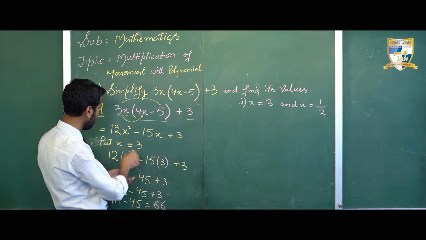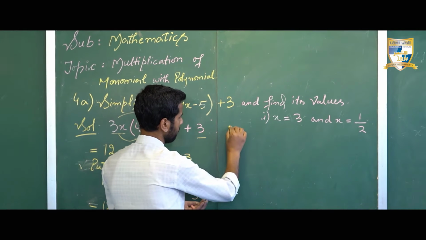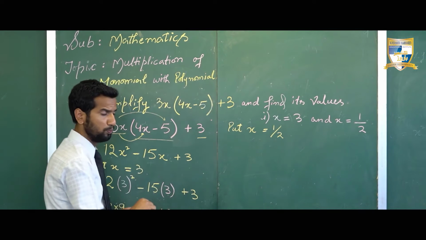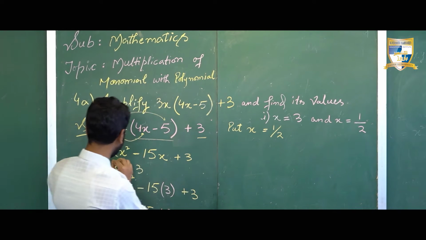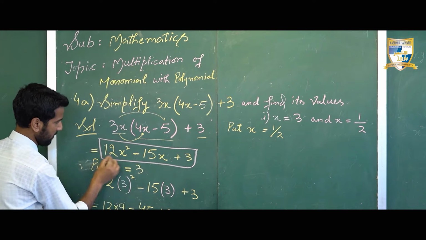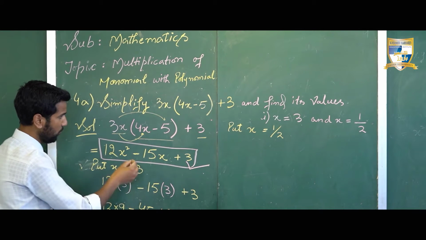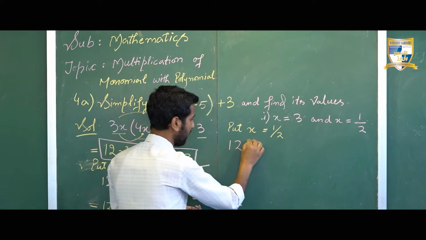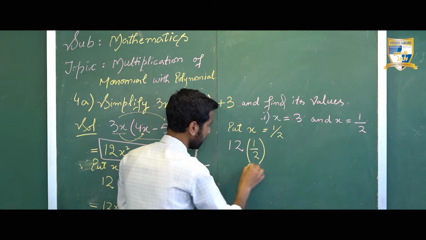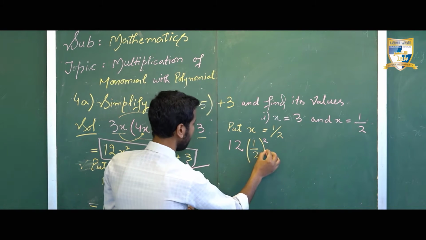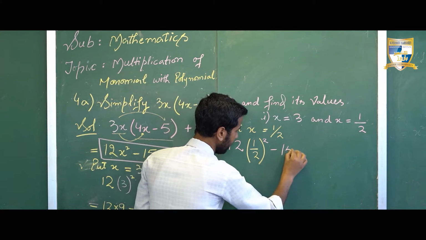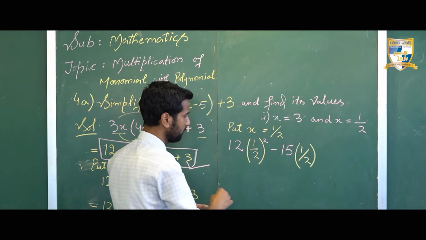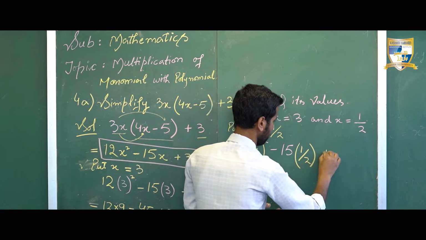So this is the expression that we have, and this time put x is equal to 1 upon 2. So what you are going to get here, this is the expression that you have. It would be 12 x square. Instead of x, we are going to write 1 upon 2 here, and then square. Then it's minus 15 and then x. So we are going to replace x with 1 upon 2, and then it is plus 3.